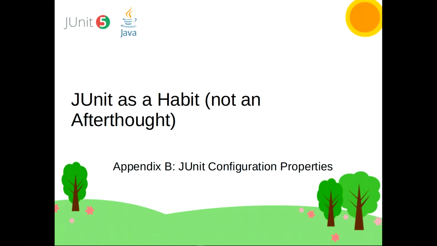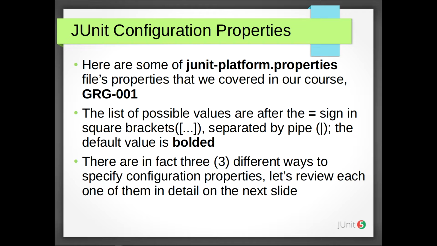Appendix B, JUnit configuration properties. Here are some of the properties that we covered in our course, for the junit-platform.properties file. The list of possible values for those properties are after the equals sign in the square brackets separated by pipe. The default value is bolded. There are in fact 3 different ways to specify configuration properties. So let's review each one of them in detail on the next slide.